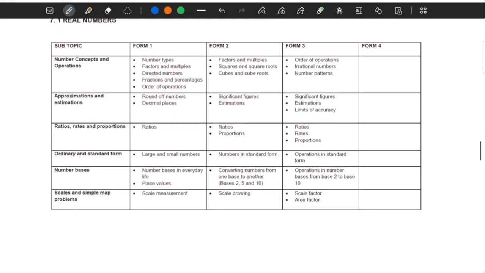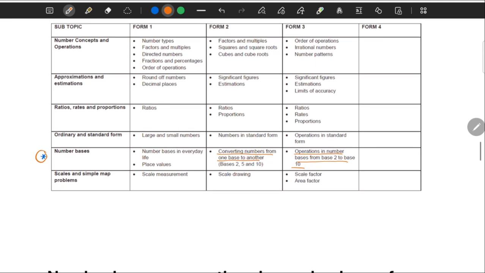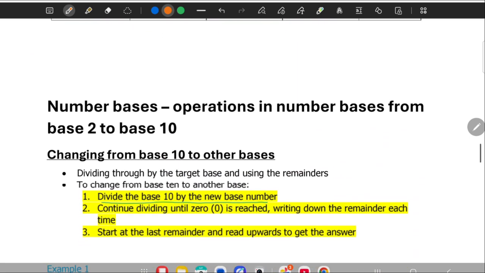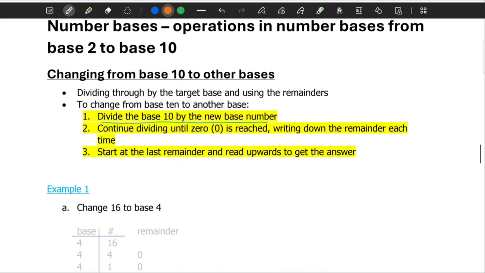Hello. So for this part of the videos, we're going to be dealing with number bases, as one of the last subtopics under real numbers. The first part is converting numbers from one base to another, mostly bases below 10, so 2, 5, 3, 4. And then the next part is operations in number bases from base 2 to base 10, that's subtraction and addition.